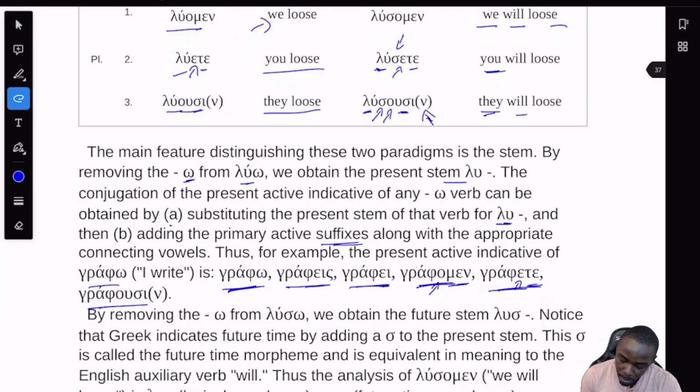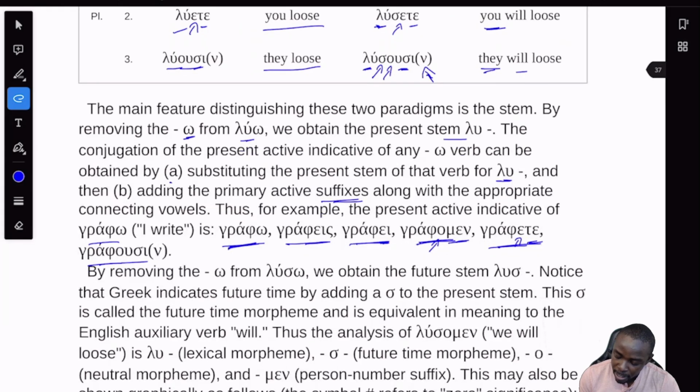Now, by removing the omega from luso, we obtain the future stem lus. So L, U, and plus the sigma, now you have a new stem. This is called a future stem. Notice that Greek indicates future time by adding a sigma, and I already just went through that.